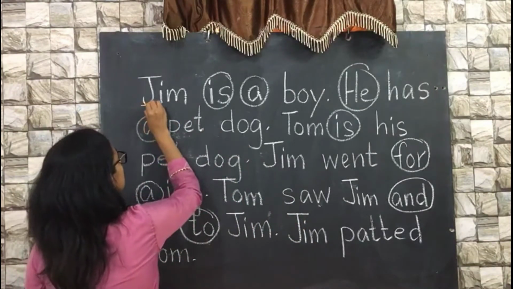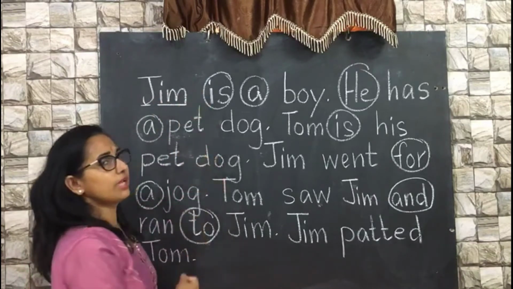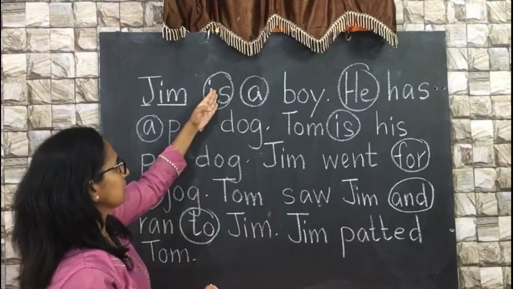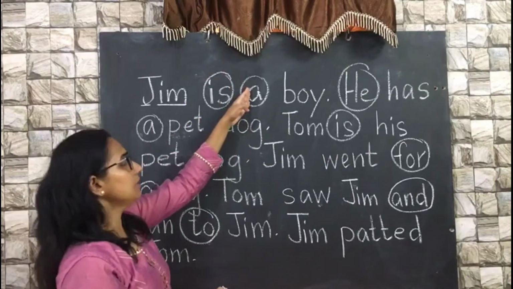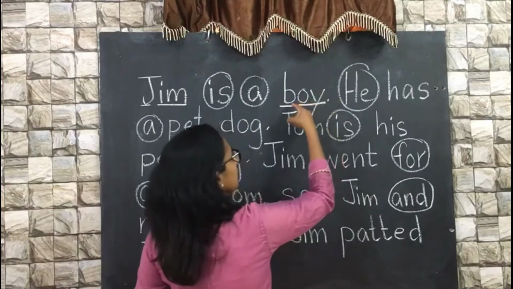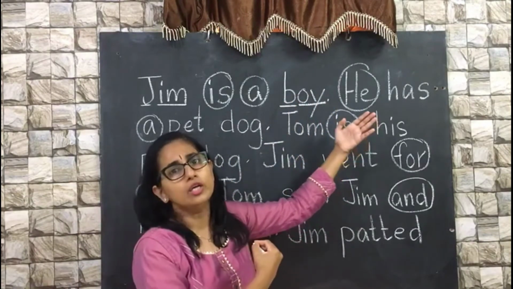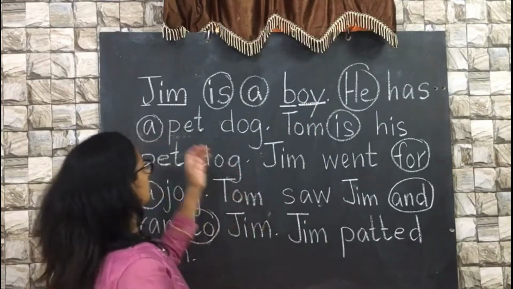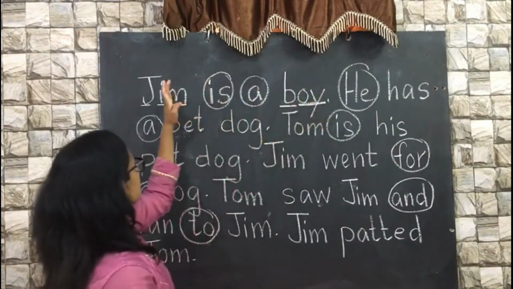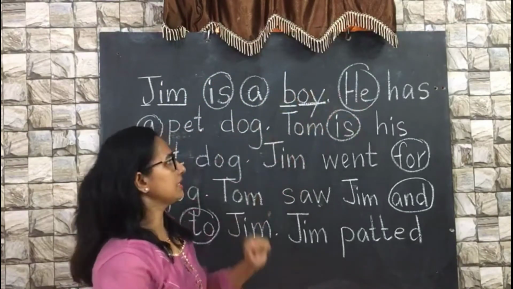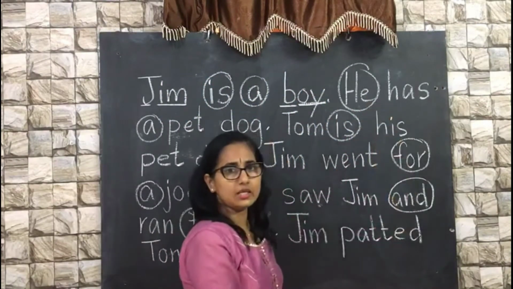Just underline J and im together. J, im. Jim is a sight word. A, sight word. B and oy together. Here, B separately and oy together. Like oy. B, oy, boy. So he has to stop here. Jim is a boy.